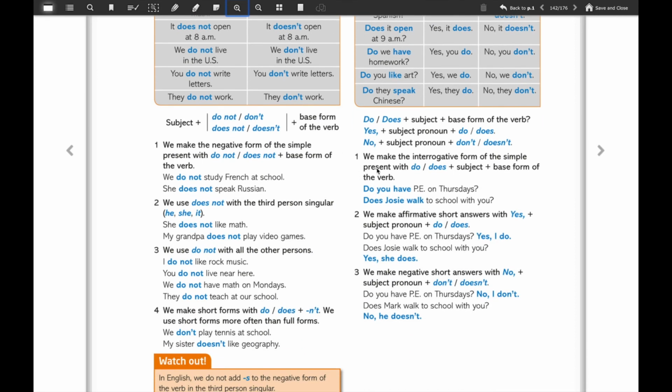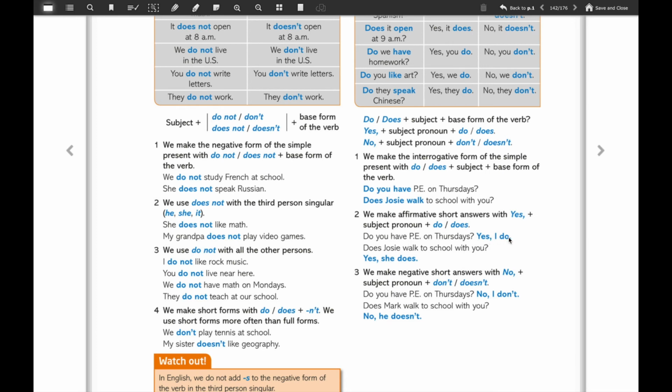Rule number 1, we make the interrogative form of the simple present with do or does plus subject plus base form of the verb. Examples, do you have PE on Thursdays? Does Josie walk to school with you? Number 2, we make affirmative short answers with yes plus subject pronoun plus do or does. Example, do we have PE on Thursday?